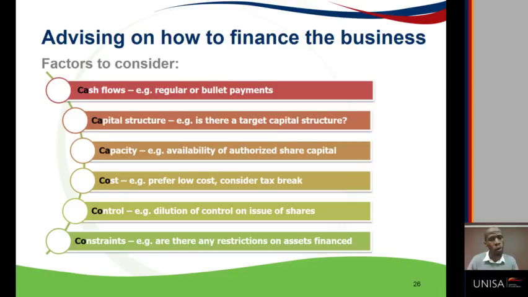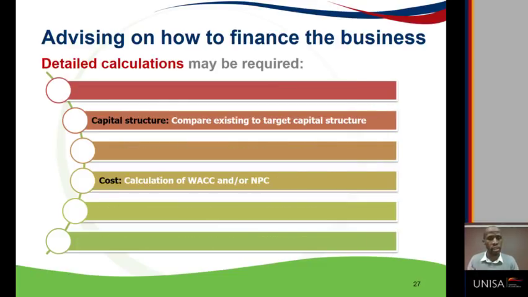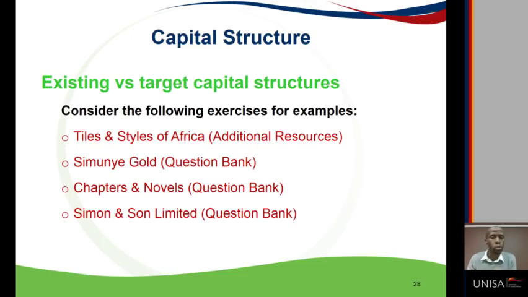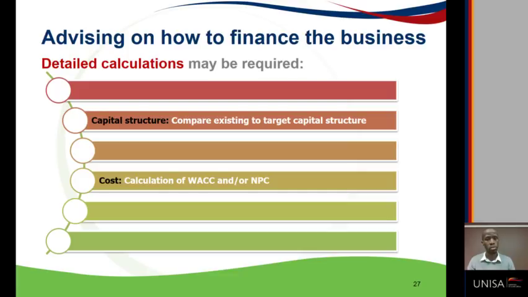But what requires a lot of calculations most of the time is the capital structure, how to move from the existing capital structure to the target capital structure. We've got a number of examples that you can look at: Ties and Styles of Africa, for example, Simonye Gold, I think the CNA and Simon and Son. These cover the concept of how we move from the existing capital structure to the target capital structure. The next concept is WACC, which we are quite familiar with, and the net present cost, again, is just to establish how much the asset, the loan is today.